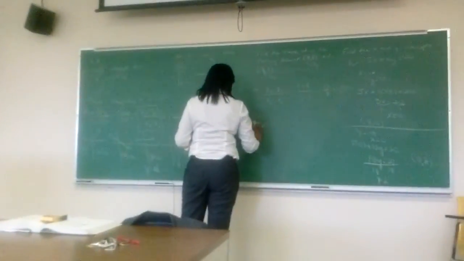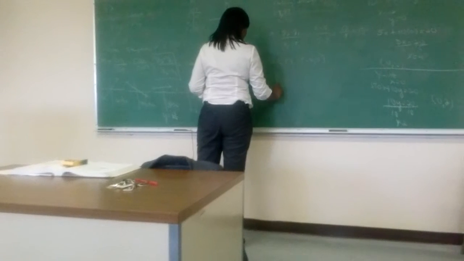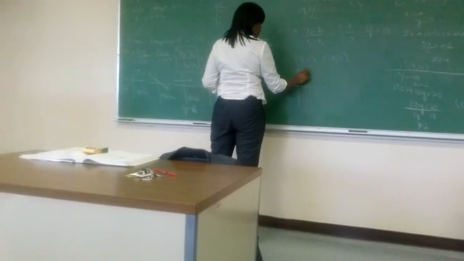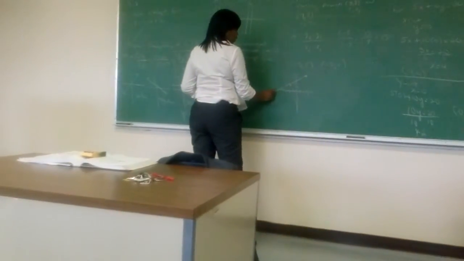What was the point I had? I had 3, 5, right? And negative 2, 1. When I graph those, 1, 2, 3, 1, 2, 3, 4, 5. 3, 5 is here. Negative 2, 1 is here. See how I graphed those?